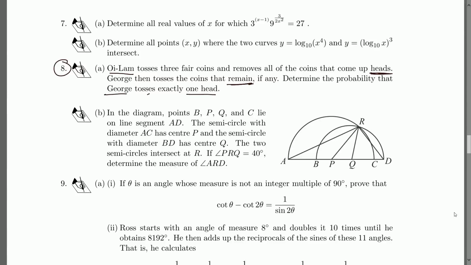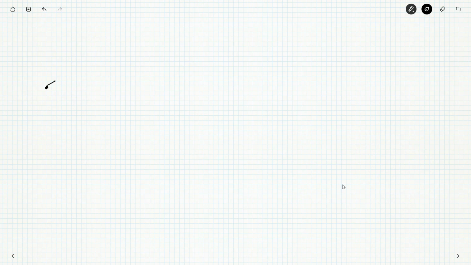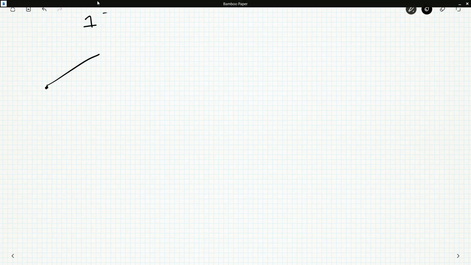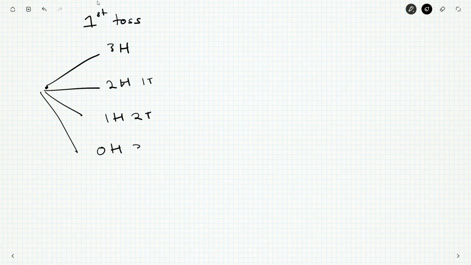So what we've got here is a sequence of events, and the best thing to analyze this situation is probably going to be a probability tree. So let's talk about what can happen. Euclid tosses his coins. So we might say first toss, probably make things a little clearer. On the first toss, we could have 3 heads. Euclid could get 2 heads and 1 tail, 1 head and 2 tails, or finally no heads and 3 tails.